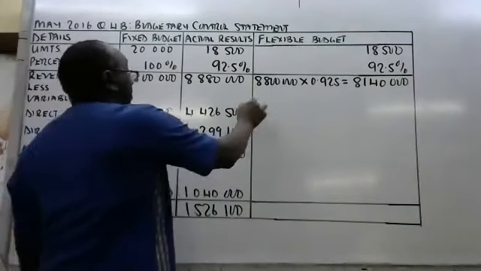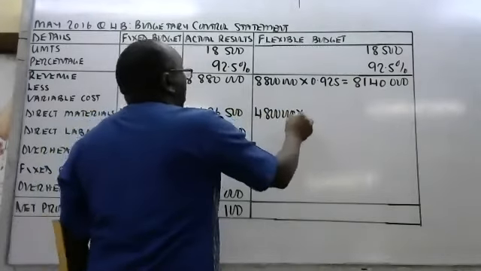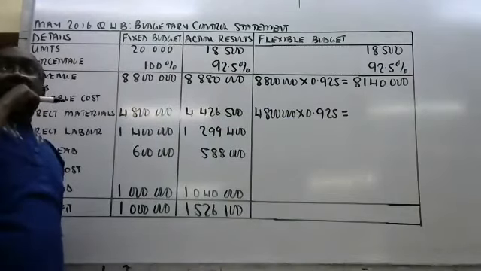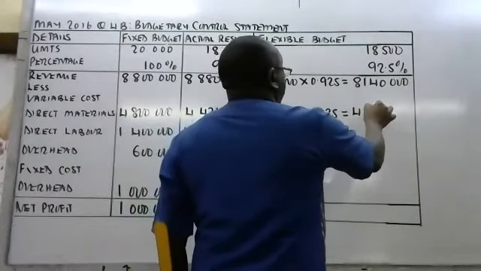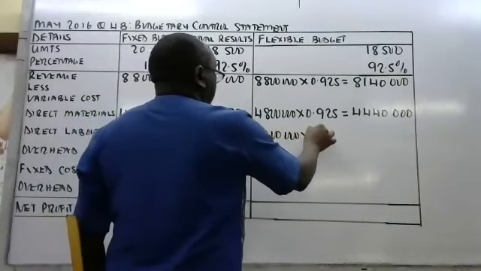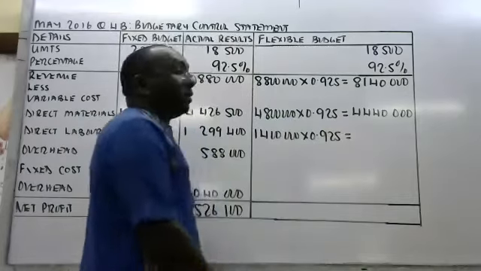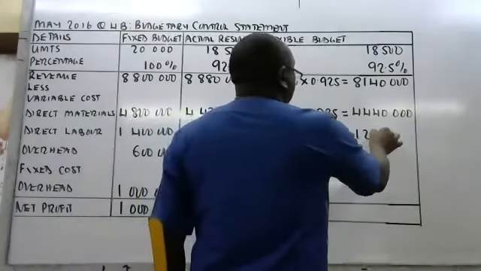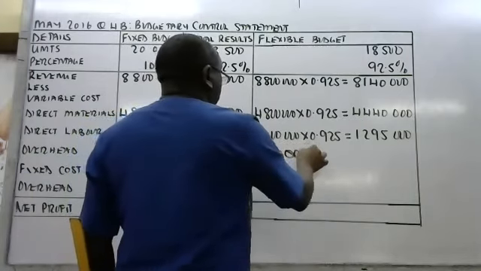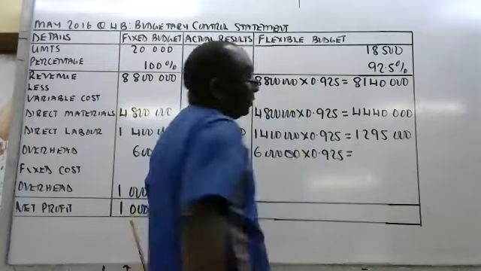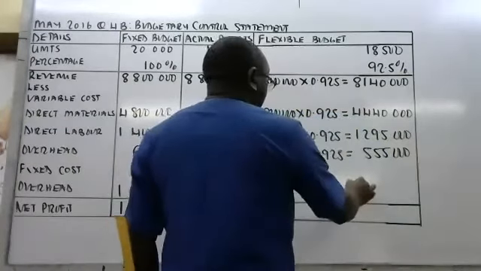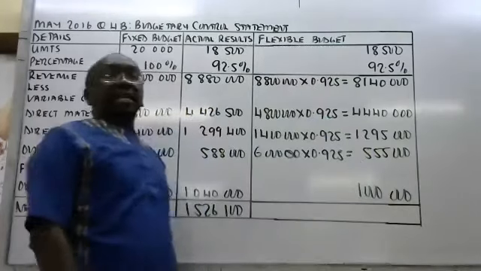I have read up our material. You sell 4,800,000 times 0.925. 4440. Then 1,400,000 multiplied by 0.925. 1,295. I have 600,000 times 0.925. 55,000. And the fixed, you have to remember you retain it.